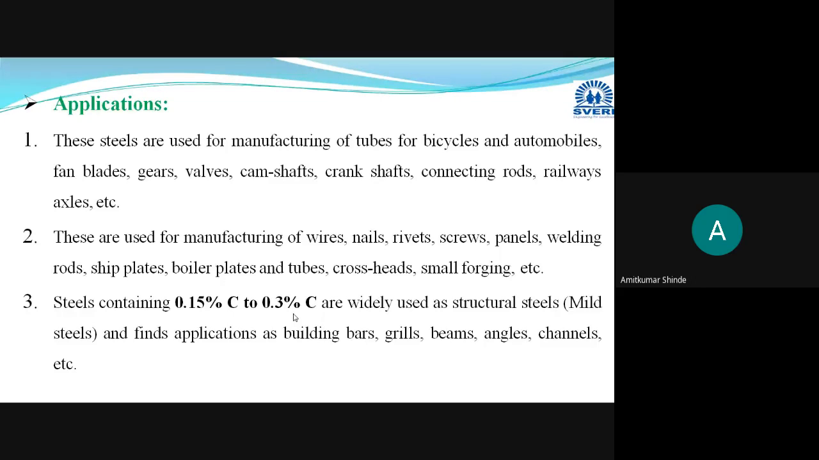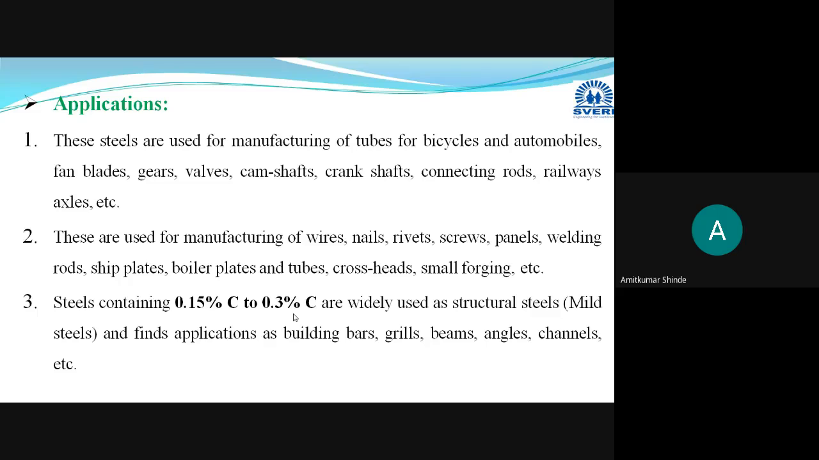Now here in the first application I have mentioned the different steel tubes which are manufactured, which we are using in the bicycle or different automobiles, or different automobile vehicles. It may be a four-wheeler. Those tubes are made up of low carbon steels. Then whichever fans you are using in your home or in your offices, those fan blades are made up of the low carbon steels only.